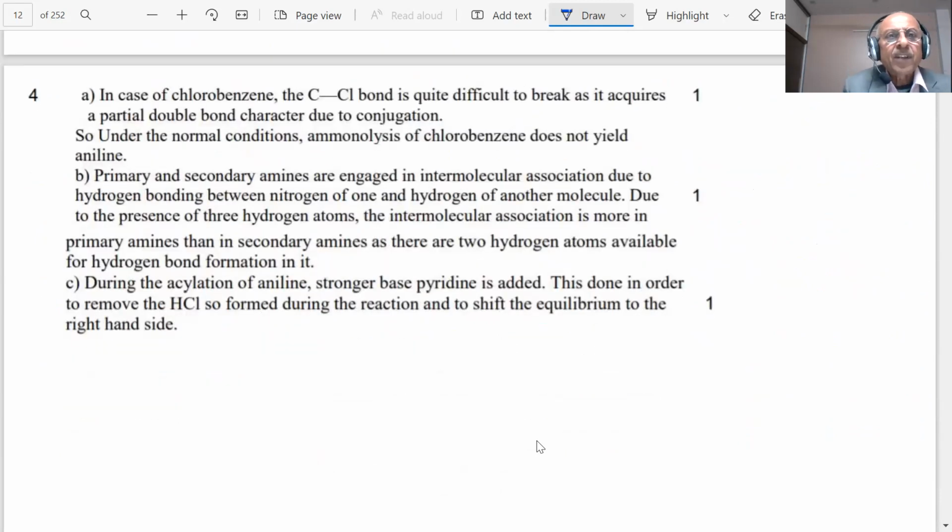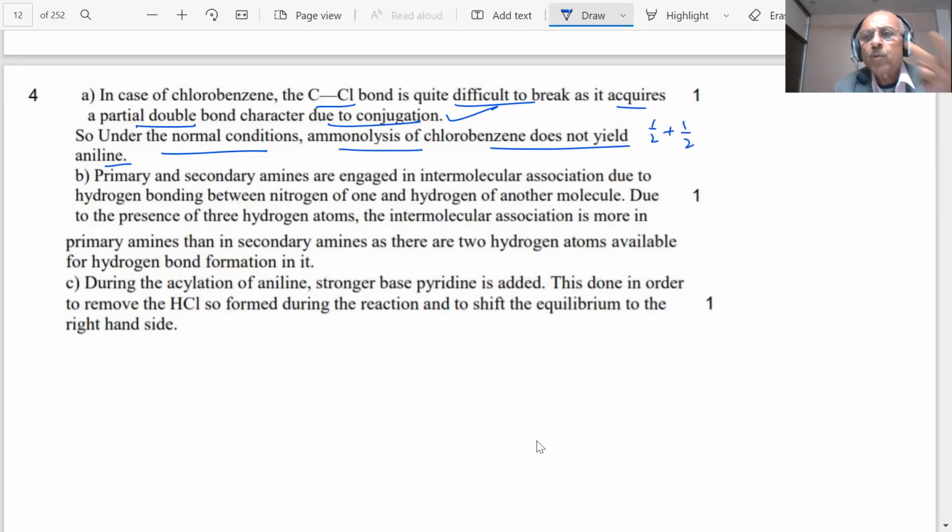The answer given is: in case of chlorobenzene, the C-Cl bond is quite difficult to break as it has partial double bond character due to conjugation. We explained it. So under normal conditions, ammonolysis does not yield primary aniline. We have given you two reasons for that: one, due to conjugation there is a partial double bond character, and then sp2 hybridization of the carbon. So you are getting 1 mark. It may get split into half plus half when we have given two reasons.